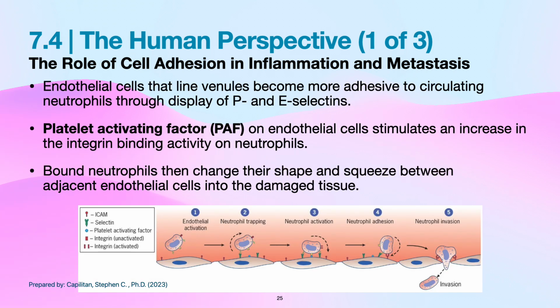The endothelial cells that line the venules become more adhesive to circulating neutrophils through the display of P and E selectins. There is also what we call platelet activating factor, which is on endothelial cells, stimulating an increase in the integrin binding activity on the neutrophils. Bound neutrophils then change their shape and squeeze between adjacent endothelial cells into the damaged tissue. This figure shows the steps in the movement of neutrophils from the bloodstream during inflammation.